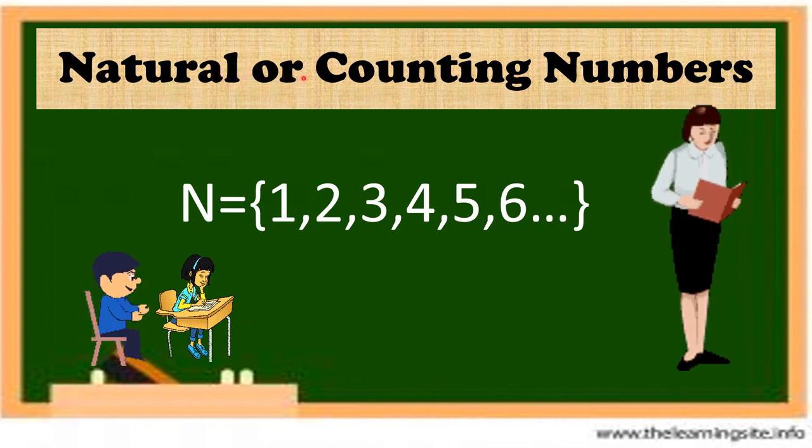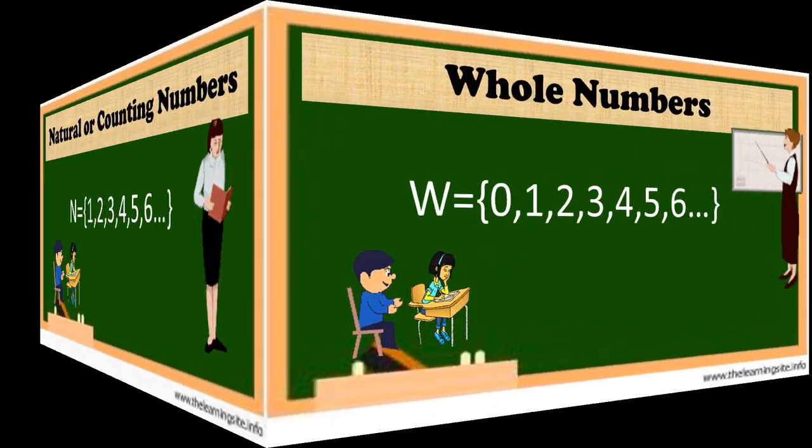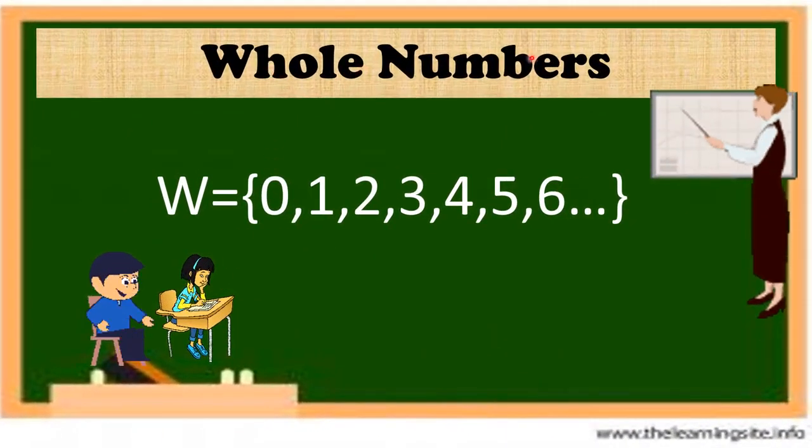The set of natural or counting numbers includes 1, 2, 3, 4, 5, 6 up to infinity. The set of whole numbers includes 0 and the set of natural or counting numbers: 0, 1, 2, 3, 4, 5, 6 up to infinity. The only difference between whole numbers and natural numbers is that the whole numbers include the number 0 and the set of natural numbers.